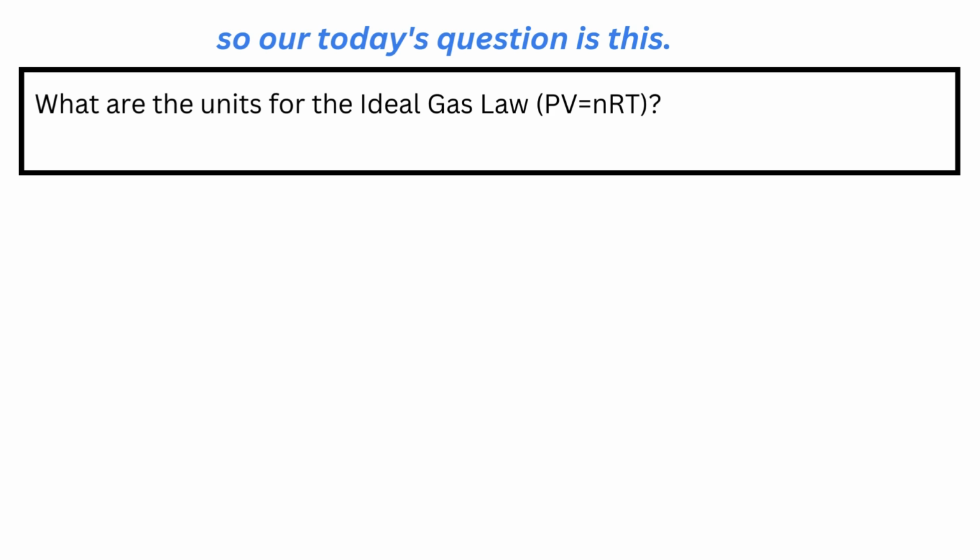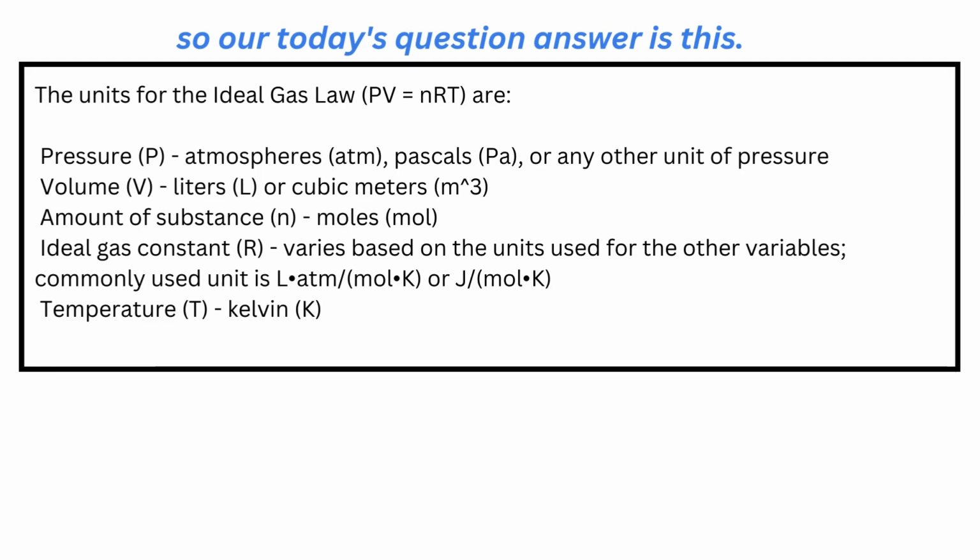What are the units for the ideal gas law PV = nRT? Correct answer: the units for the ideal gas law PV = nRT are pressure P, atmosphere (atm), pascals (Pa) or any other unit of pressure; volume V, liters (L) or cubic meters (m³); amount of substance n, moles; the ideal gas constant R varies based on the units used for the other variables. Commonly used units are L·atm/(mol·K) or J/(mol·K); temperature T, Kelvin (K).